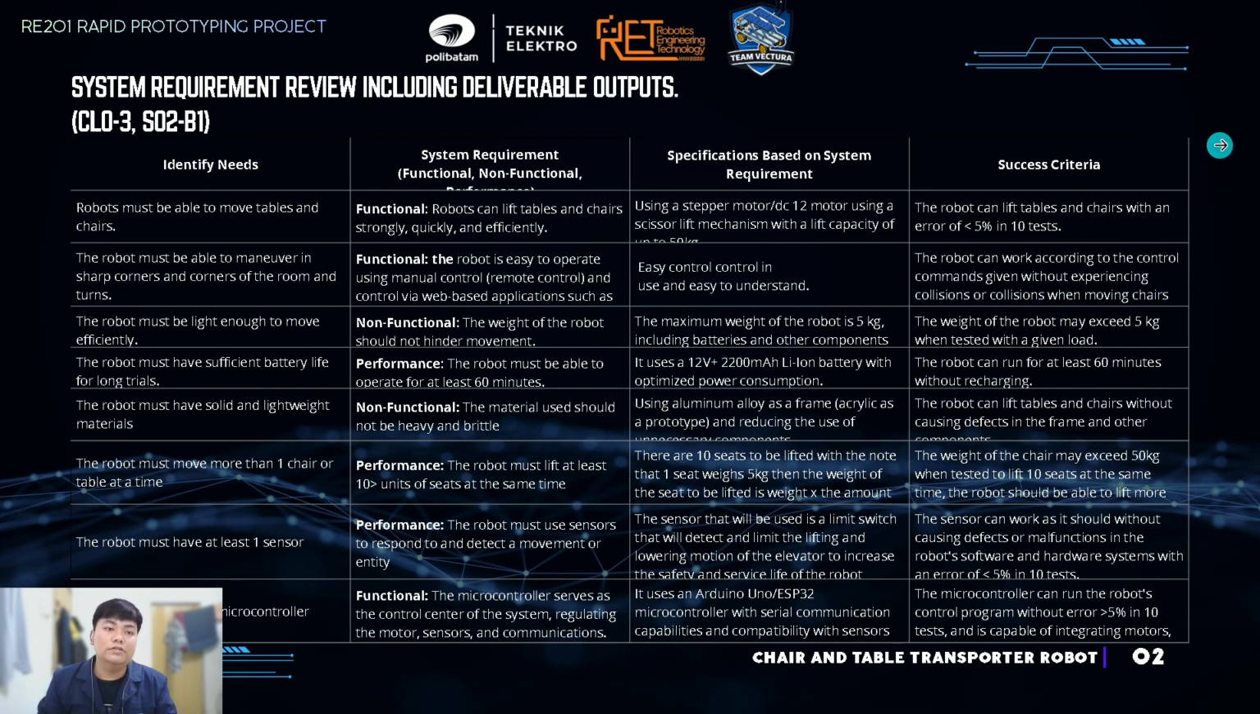This is the system requirement review. Identification of need: the robot must be able to move tables and chairs. System requirements, functional and non-functional: the robot can lift tables and chairs strongly, quickly, and efficiently. The specification is using a stepper motor and DC motor, using a scissor lift with a lift capacity of up to 50 kilograms. And the success criteria is a successful robot: the robot can lift tables and chairs with an error of 5% in 10 tests.